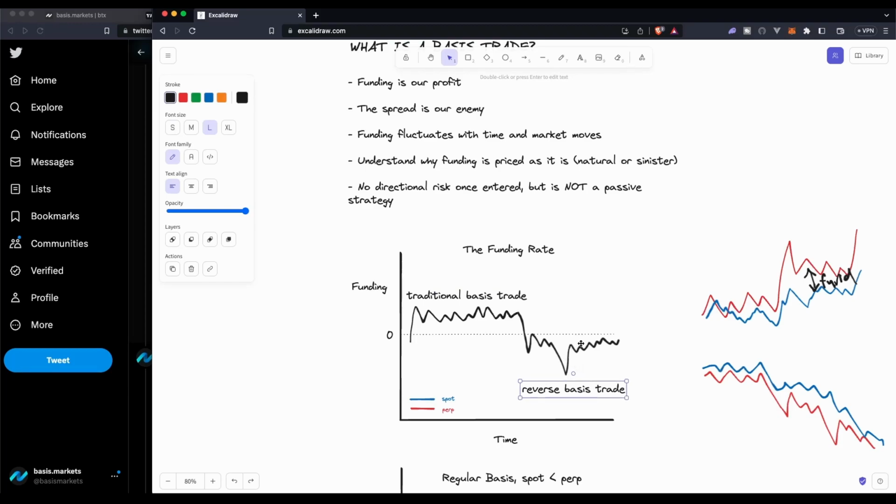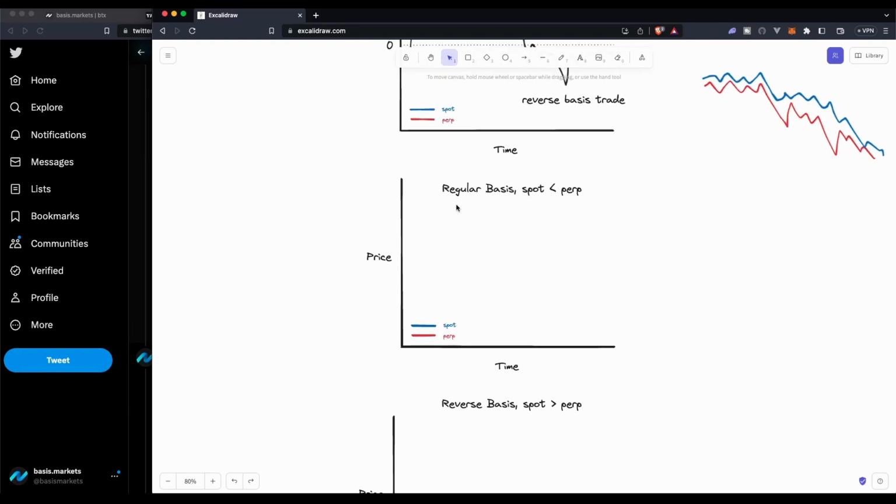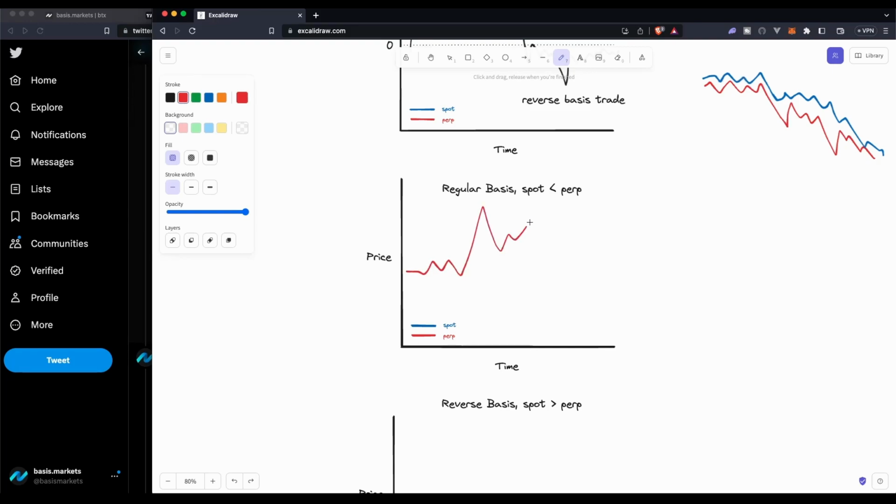So all that means is that over here, when we're in reverse, we would be collecting the funding rate from those that are short. And over here, we would be collecting the funding rate from people who are long. And that's to start off with the funding rate. Hopefully that gets your head around it. So what that looks like in terms of price, if we've got a regular basis trade where the spot is trading below the perp, you'd have the perp like I just drew earlier, the red line here, trading something like this, probably. And then we'd have the spot trading something like this.